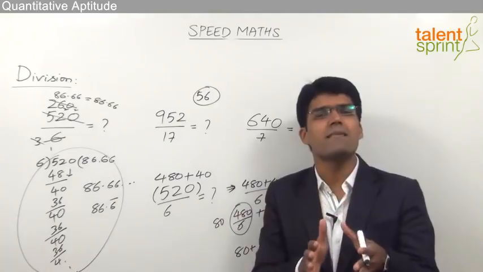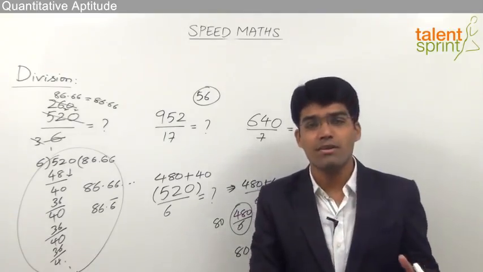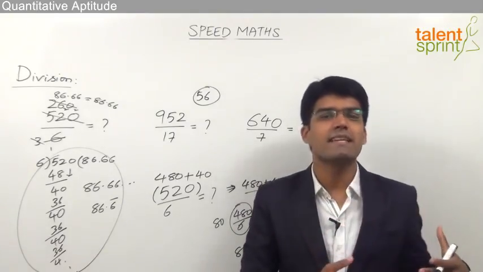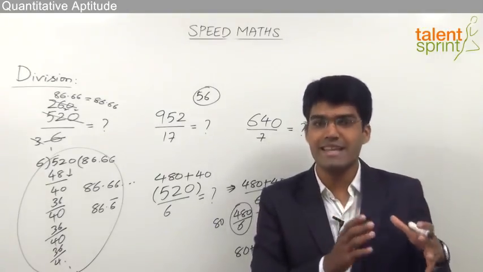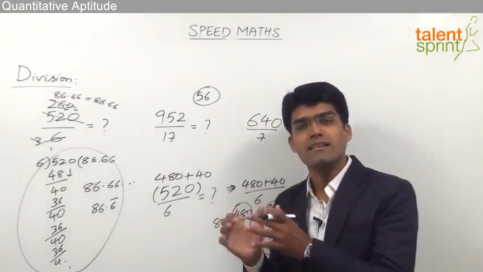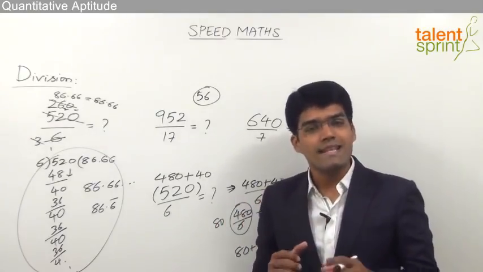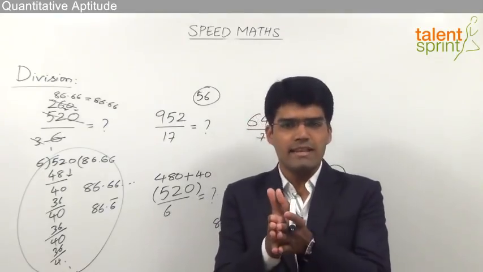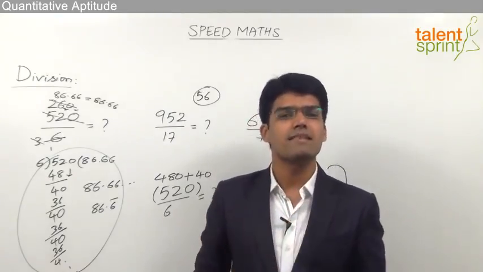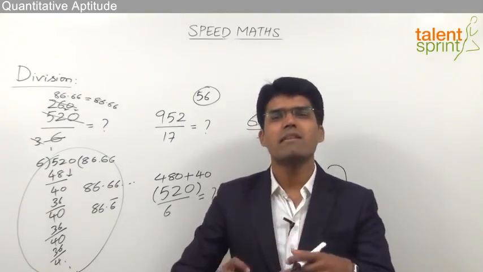Now 630 by 7 will be equal to 90. Why? Because 63 by 7 is 9. So 630 by 7 is 90. So that's the first part of the answer, 90. And the left out part here is 10 by 7. So the answer can be taken as 90 plus 10 by 7. But again, 10 can be split as 7 plus 3, because 10 by 7 will give us more than 1.